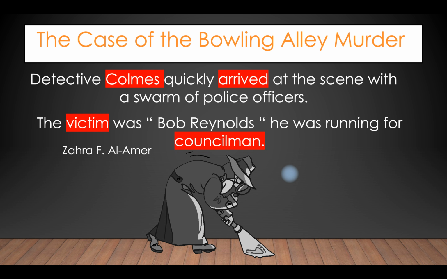Now, Detective Combs quickly arrived at the scene with a swarm of police officers. The victim was Bob Reynolds. He was running for a councilman. طبعا حضر المحقق كولمز مع مجموعة من الشرطة لمسرح الجريمة. Okay, to the scene. The victim الضحية كان بوب رينولد وكان مرشح إنه يكون مستشار.